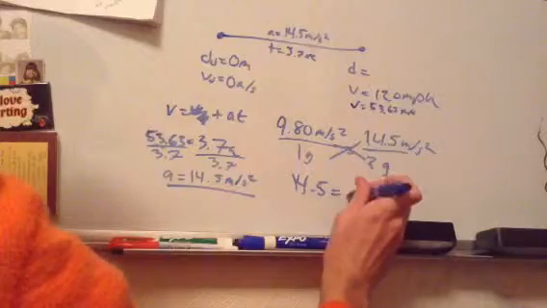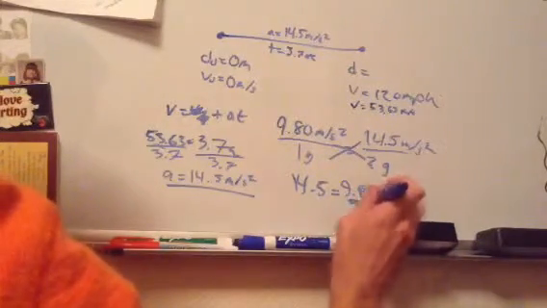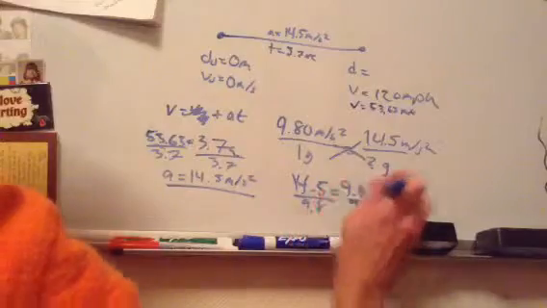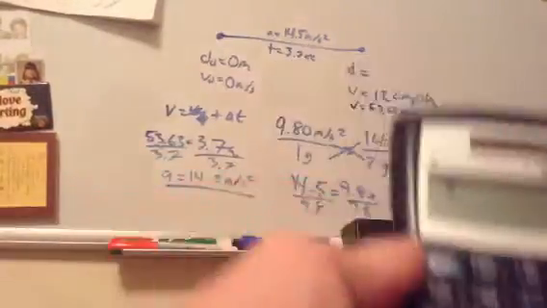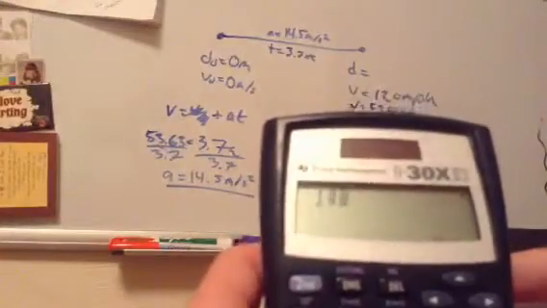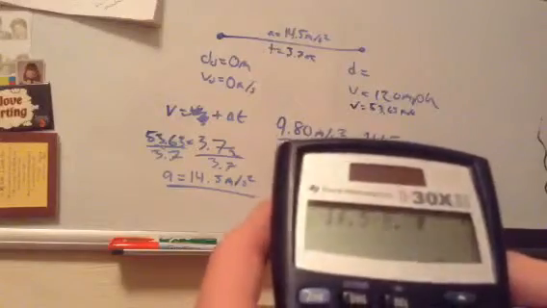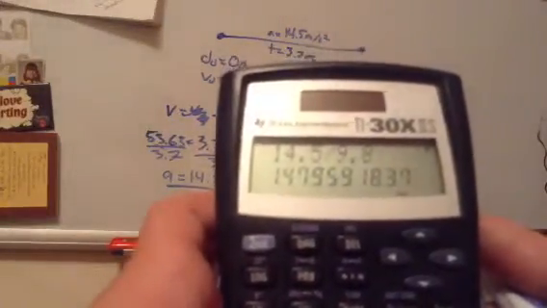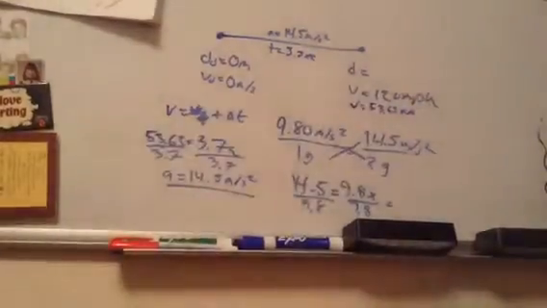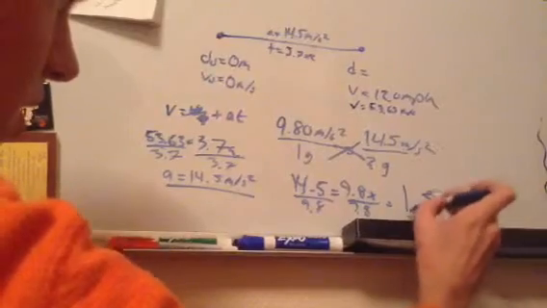14.5 equals 9.8x. Let's do that in the calculator. I'll do this one with you. 14.5 divided by 9.8. That 9.8 is a standard, so if you don't know that, no big deal. 1.479, or as I just like to say, 1.5 G's.